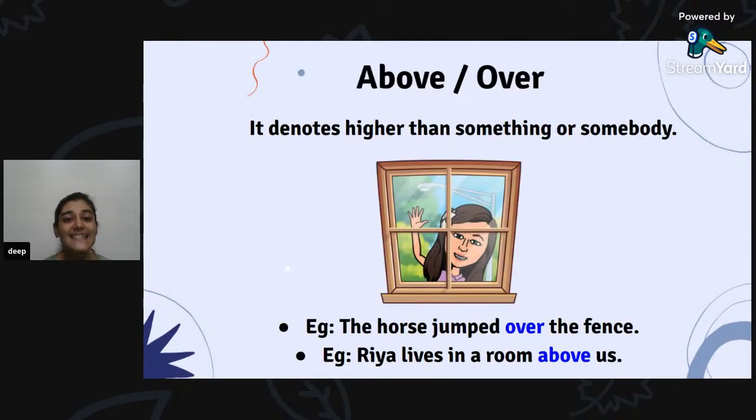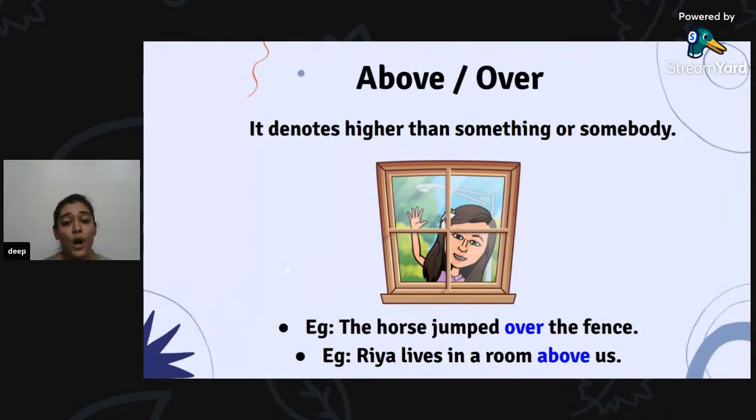Now the next one is above or over. It denotes higher than something or somebody. For example, the horse jumped over the fence. The next example, Ria lives in a room above us. So you can type over and above in the chat box below.